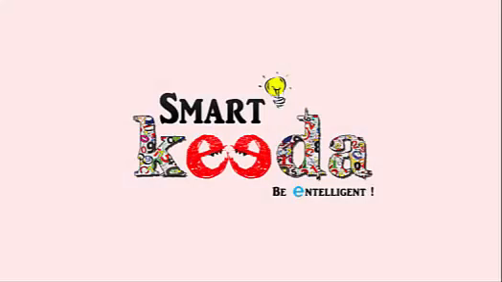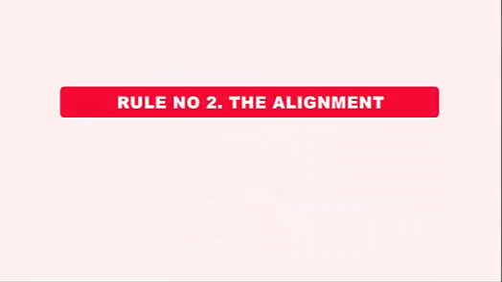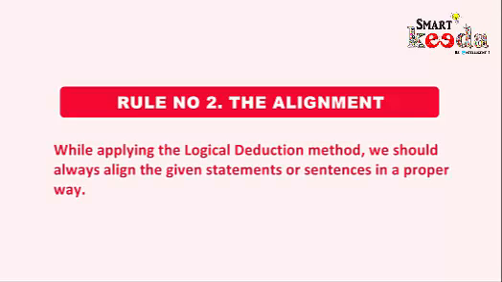Hello friends, in the previous video we learnt how we should go about applying the rule number 1 while deducing a definite conclusion out of two statements. Now in this video we will learn the rule number 2, which is the alignment, and we will also learn its application. Now the rule number 2 says that while applying the logical deduction method, we should always align the given statements or sentences in a proper way.